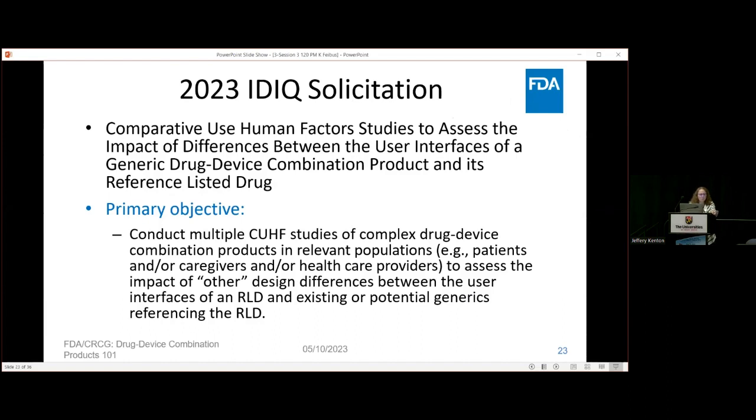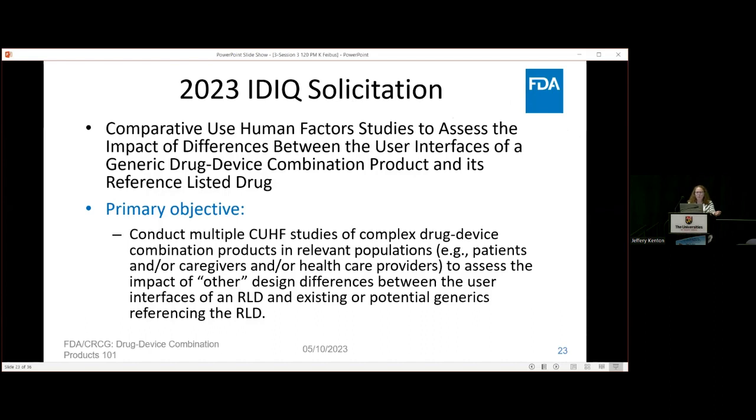So the next piece of research I just want to briefly touch on is that we have an IDIQ solicitation, which stands for indefinite duration, indefinite quantity. It's a large contract under which multiple task orders or studies can be conducted. We hope to use this request for proposals opportunity, which just posted, I think about 10 days ago.